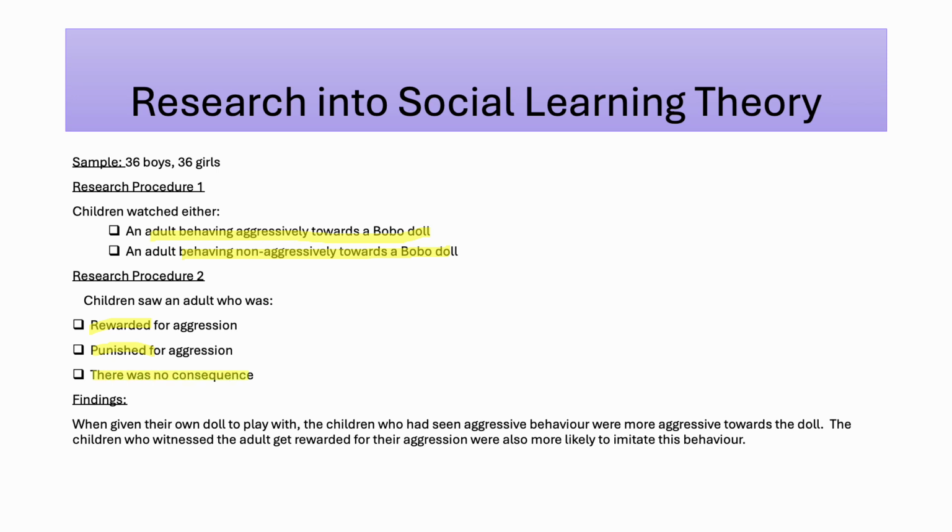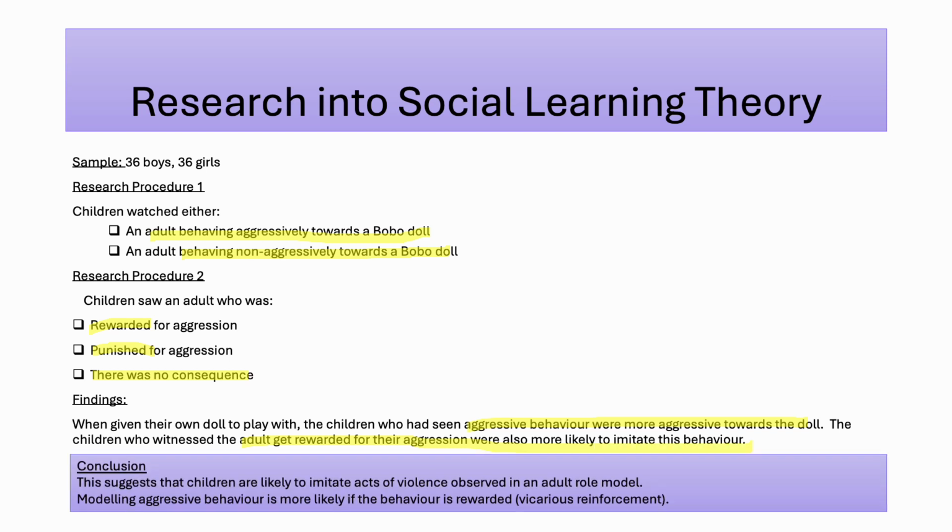So the findings were, when given their own doll to play with, the children who had observed that aggressive behaviour were more aggressive towards the Bobo doll. And furthermore, the children who witnessed the adult get rewarded, who saw that vicarious reinforcement, were then also more likely to imitate the behaviour with the Bobo doll. So this suggests that children are likely to imitate acts of violence that they observe in an adult role model, but also modelling aggressive behaviour is more likely if the behaviour is rewarded, vicarious reinforcement.